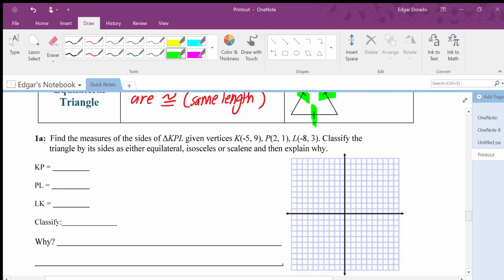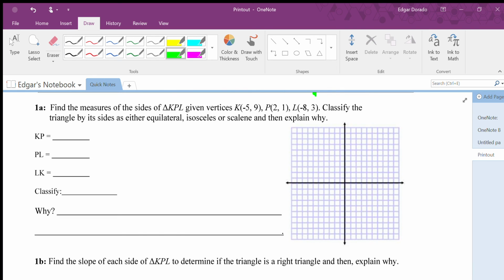Actually, I like this problem because we're going to take it all the way back to what we did in chapter 1 and include some of those concepts in here. So let's read through the directions. It says, find the measures of the sides of triangle KPL given vertices -5, 9 for K, 2, 1 for P, and -8, 3 for L. It says classify the triangle by its sides as either equilateral, isosceles, or scalene, and then explain why. All right, so let's do that, guys.